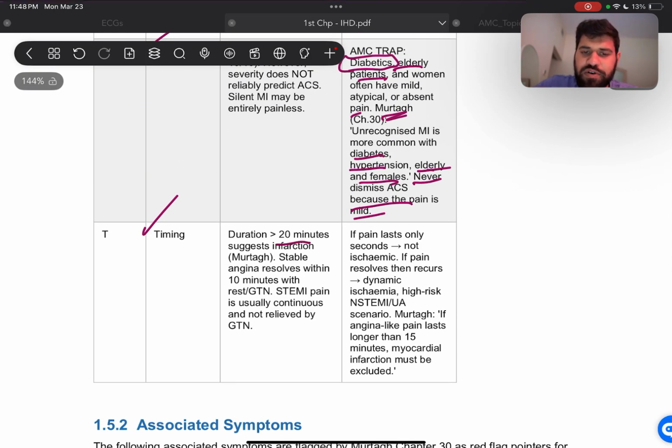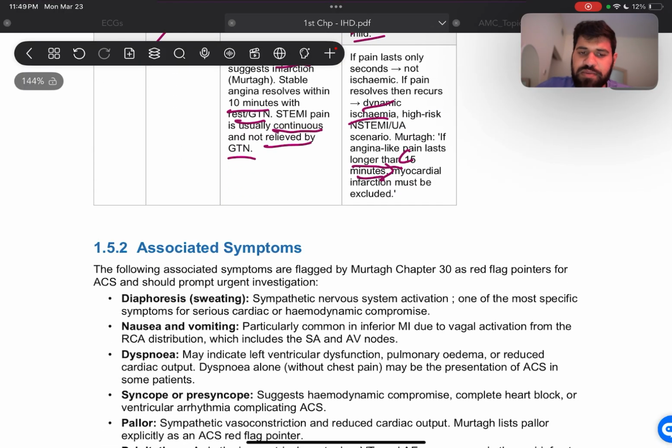Suggests infarction. All right. Stable angina resolves within 10 minutes or with rest or GTN. STEMI pain is usually continuous and is not relieved by GTN. All right. If pain lasts only seconds, it's not ischemia. If pain resolves then recurs, then it's dynamic ischemia. High risk, and a STEMI, unstable angina scenario. All right. So Murtagh says if angina-like pain lasts longer than 15 minutes, then MI must be excluded. So this is the time frame. Longer than 15 minutes. They could give you this in the exam as well. So keep that in mind.